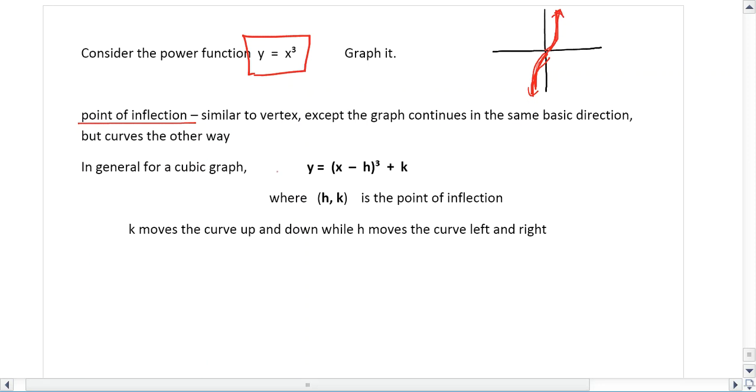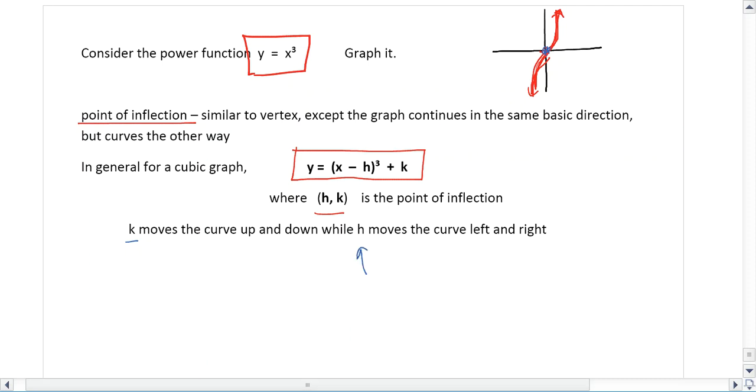And for the general form of a cubic function, it's the same thing, except the exponent is cubed, where (h, k) is the point of inflection. I'll try a different color here. So this blue here, this is the point of inflection where it changes curve. And once again, k would take this curve, this S-shaped thing, and move it up and down, and h would move this left and right.